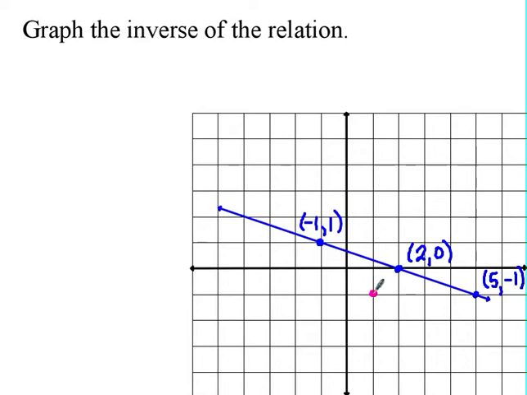What am I going to switch this next point to? 0, 2. So here's where that dot's going to be located. And what about this 5, negative 1? Where am I going to move that? Negative 1, 5. And there you go. Now all I'm going to do is connect those dots, and that's going to be the inverse. So I'm just picking 3 points, flipping those, and then drawing the line through it. So if I draw the line through it, there's what the inverse looks like. Okay?